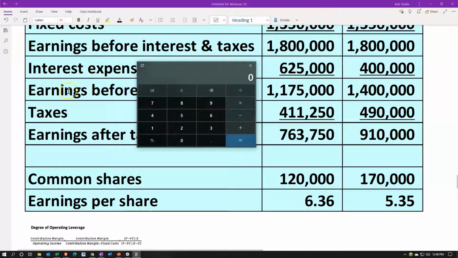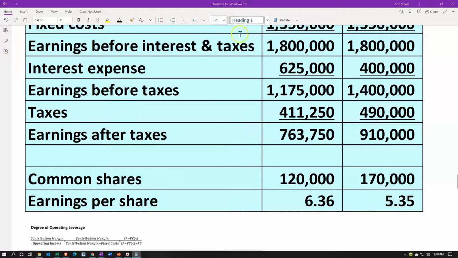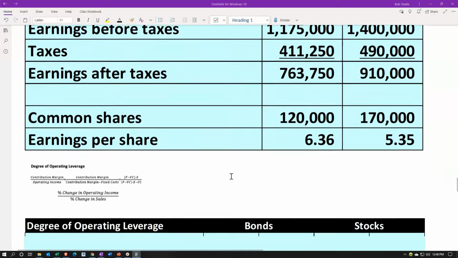So on B, we're going to say take the 910,000 divided by 170,000, and that's going to give us about 5.35 on the earnings per share. Okay, so we can see that difference happening now with the financing on the income statement.